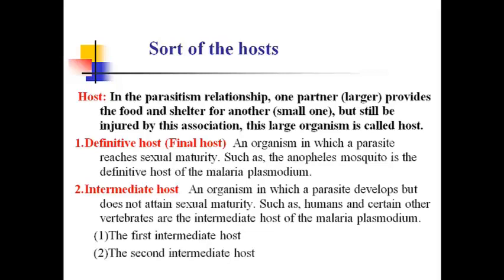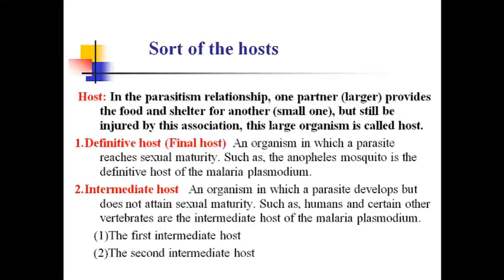So there are different types of host. Number one is the definitive host. We also call this the final host. It is an organism in which a parasite reaches its sexual maturity. It's very simple. An example is the Anopheles mosquito, which is the definitive host of the malaria plasmodium. This mosquito gives the food and shelter to this malaria parasite, plasmodium.